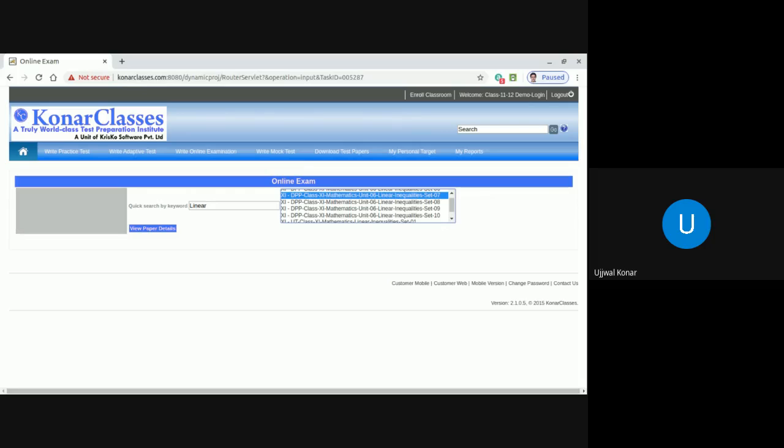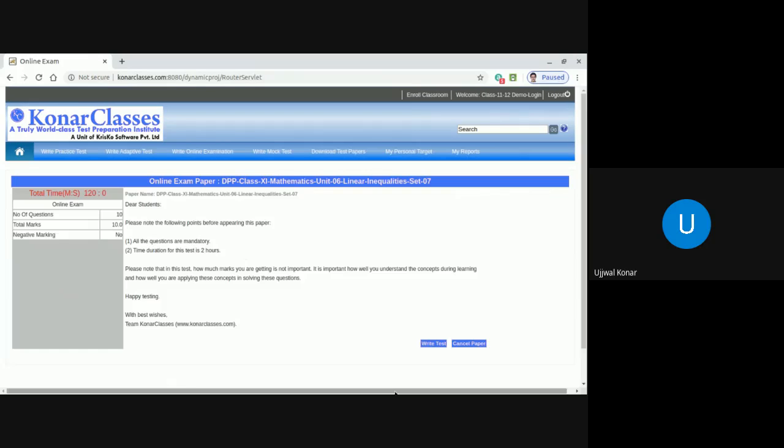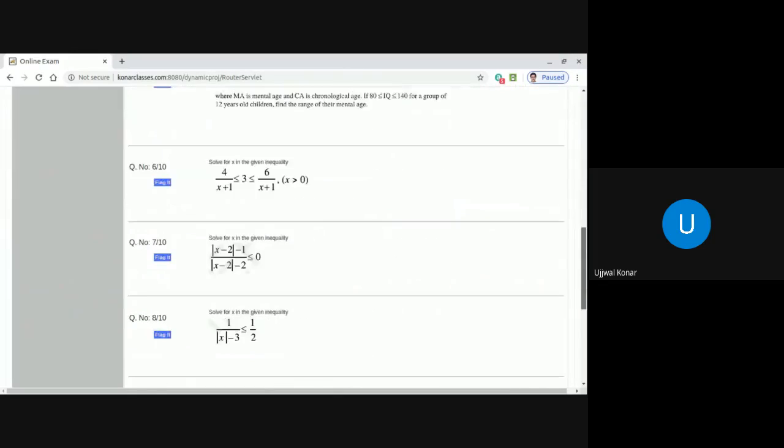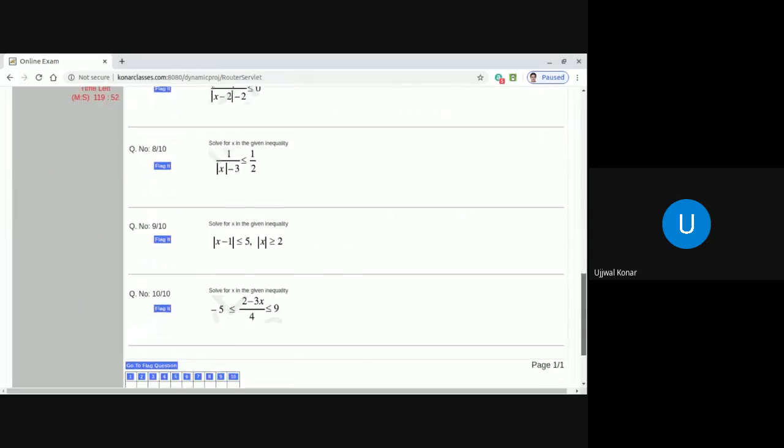Okay, so understood? For 7, you go and view paper details, then write test, and start getting questions and solving them. You need to upload the answer paper and all these things.